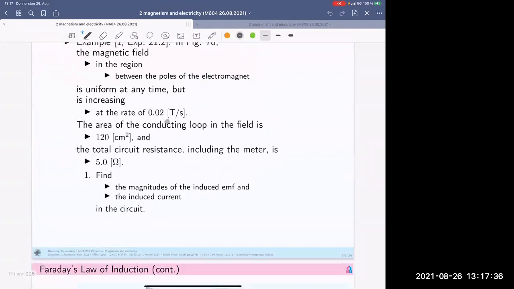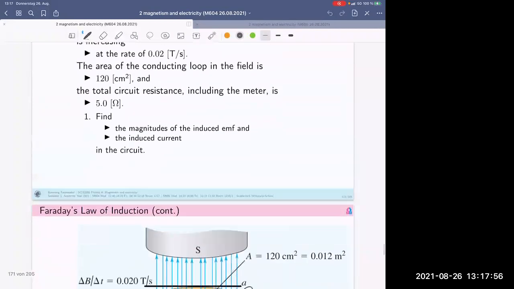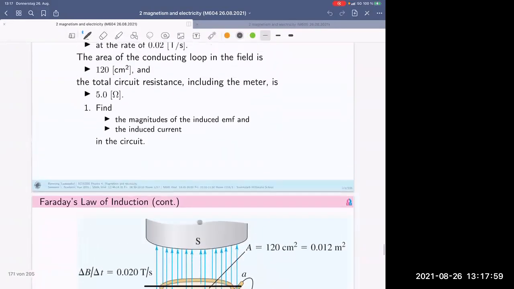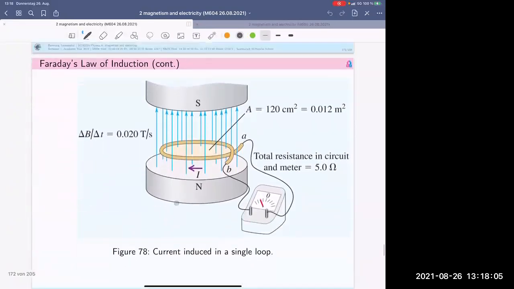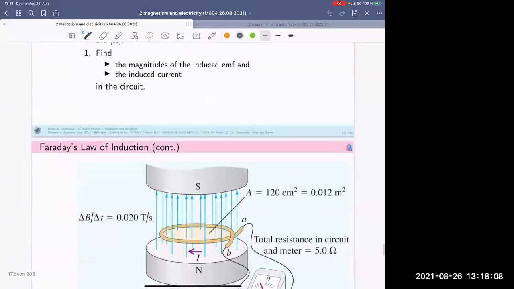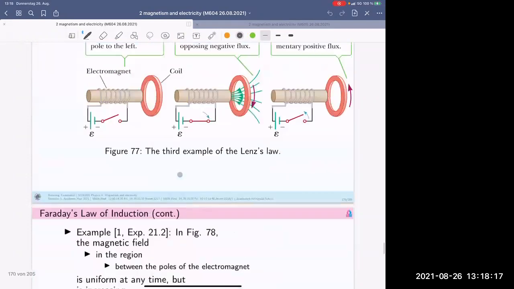They don't say from what value to what value, right? They just say that there is a change of the magnetic field per time of 0.02 Tesla per second. Okay, in 1 second, the magnetic field is higher by 0.02 Tesla. And what else? The cross-sectional area is 120 square centimeter, and the internal resistance of that conductor is 5 ohm. Find the magnitude of the induced EMF and the induced current in the circuit.